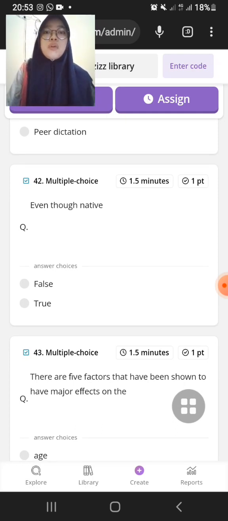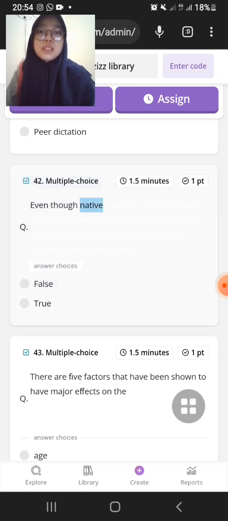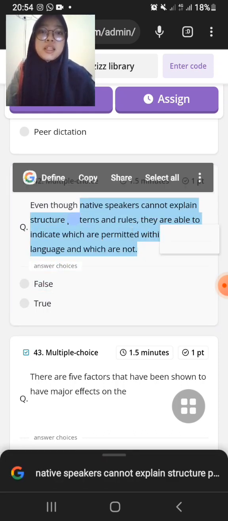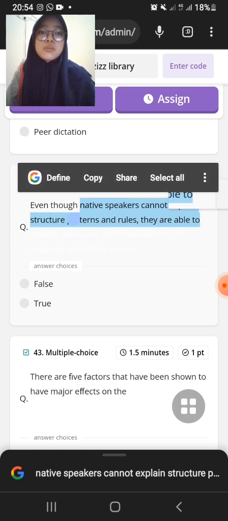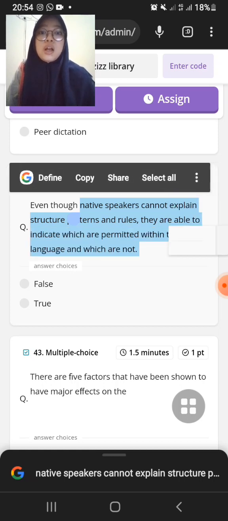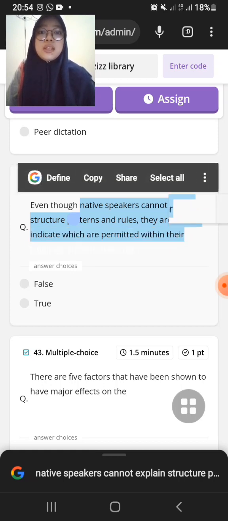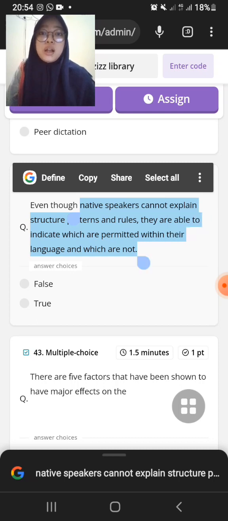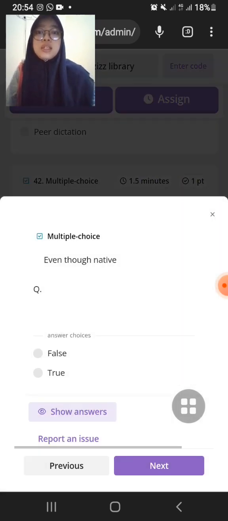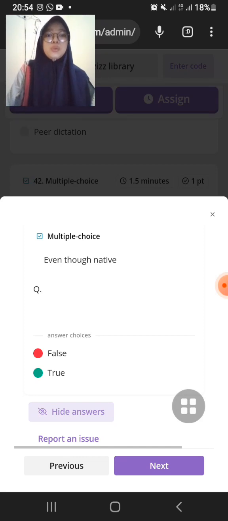Question number 42. Even top native speakers cannot explain structure, patterns, and rules. They are able to indicate which are permitted within their language and which are not. The answer is true. This is true because a native speaker will know which is allowed.